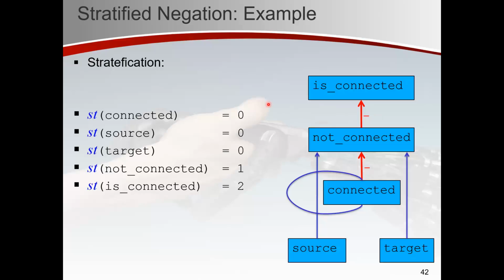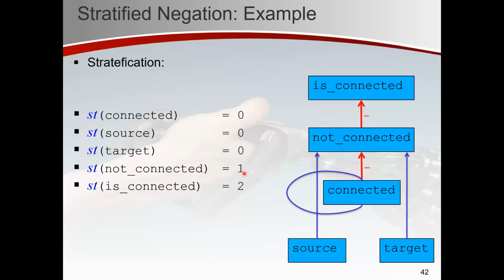We can say, for example, the stratum of the connected predicate is 0. Because the connected predicate is already available on the very first stratum with the number 0. It only relies on extensional predicates or some recursion, but not on negation. The same is true for source and target. They are also on the 0 stratum because they do not include any negation.